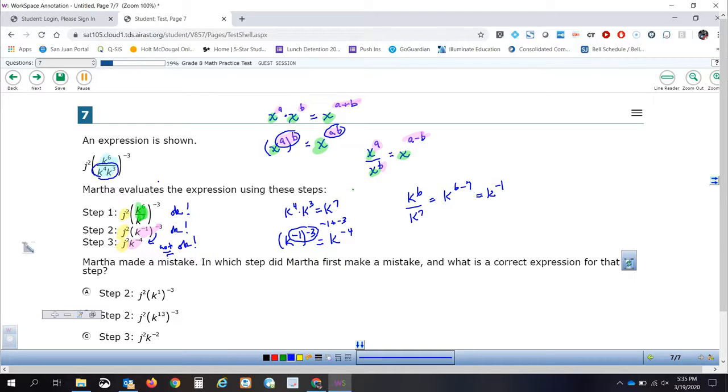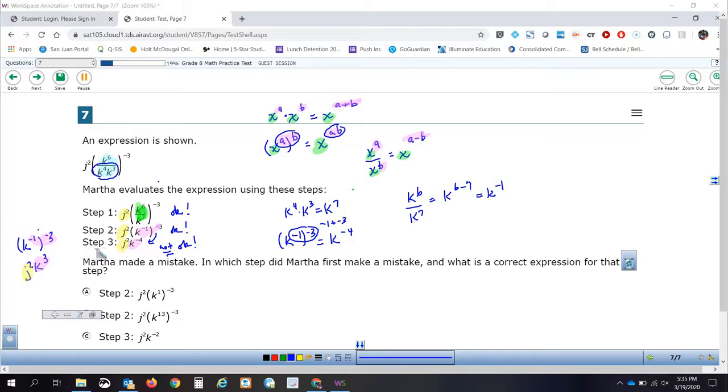So what should it have been? What should k to the -1 to the -3rd power be? What do you get when you multiply these two together? What is a -1 times a -3? Well, a negative times a negative is a positive. So it should have been j squared, right? Because that yellow part there hasn't gone anywhere. J squared times k to the +3. All right, so the mistake was in what step?